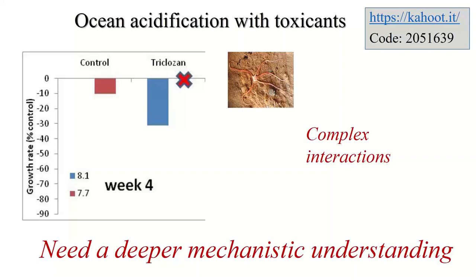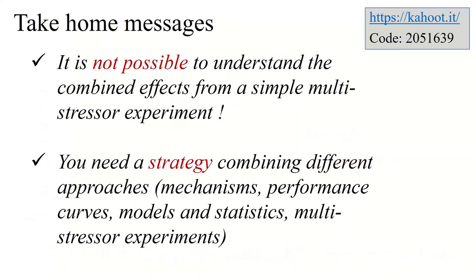And also you can have very complex interactions. pH will modify the way triclosan is perceived inside the organism, but also will change the toxicity of the triclosan in the water, because it has a pKa that is really within the range of acidification. That means just by changing the pH, you make triclosan more toxic. So you have complex interactions. If you really want to predict the combination of these two drivers, you need to dig more into mechanistic understanding and understand how both triclosan and pH work and how they can work in combination. So the take-home message here, again, is that it's really not possible to understand combined effects of multiple stressors from one experiment.